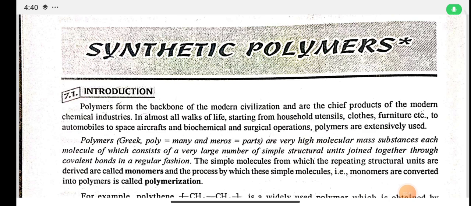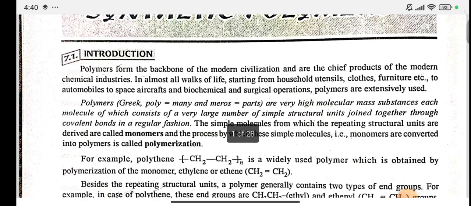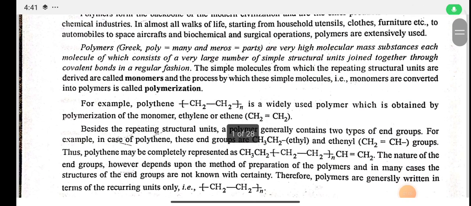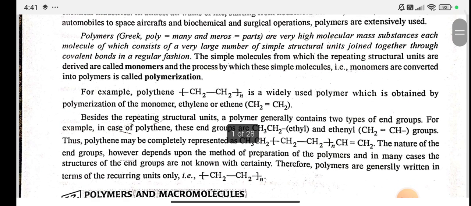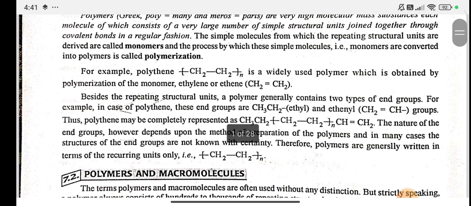Polymers, Greek poly means many and mers means part, are very high molecular mass substances, each molecule of which consists of a very large number of simple structural units joined together through covalent bonds in regular fashion. The simple molecules from which the repeating units are derived are called monomers, and the process by which these simple monomers are converted into polymers is called polymerization.